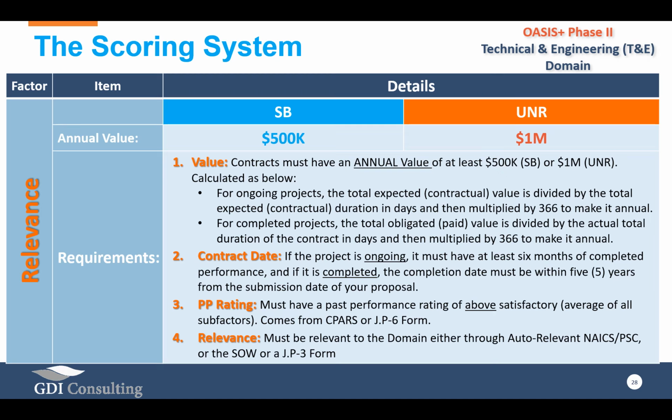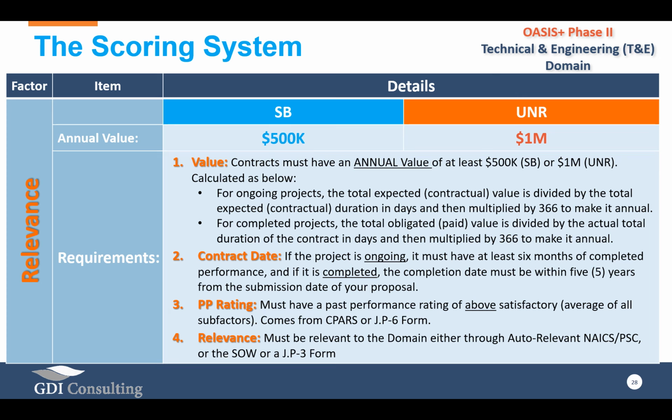If the contract is ongoing, it must have at least 6 months of performance. If it is completed, it must have been completed within the past 5 years. From what date? From the date you submit your proposal. So 6 months of performance for ongoing projects, or if it's completed, 5 years, from the date of submission of your proposal. That's the recency, or the contract date requirement.